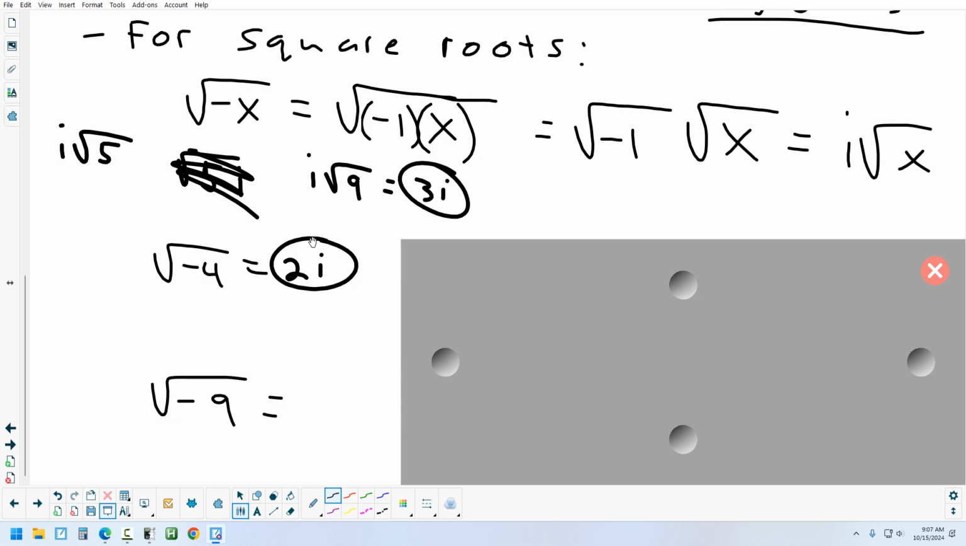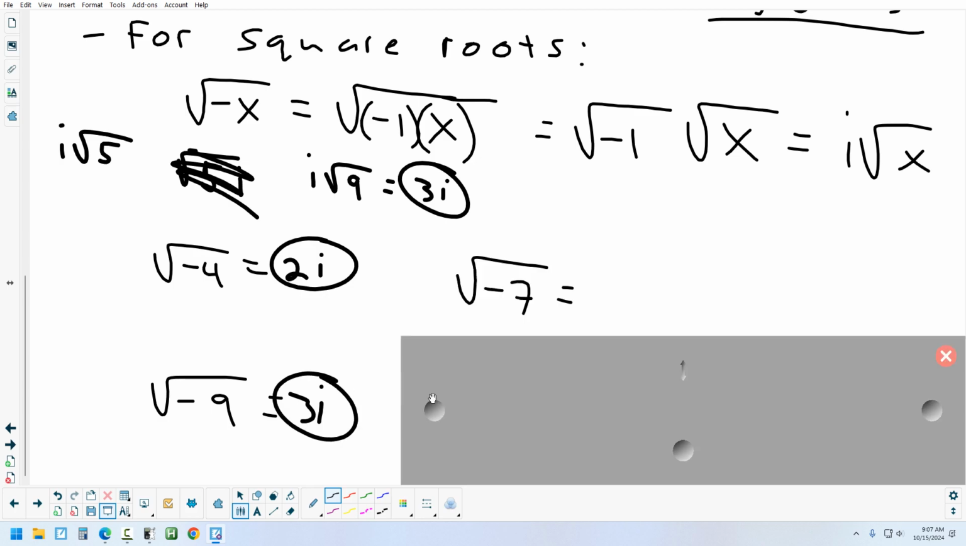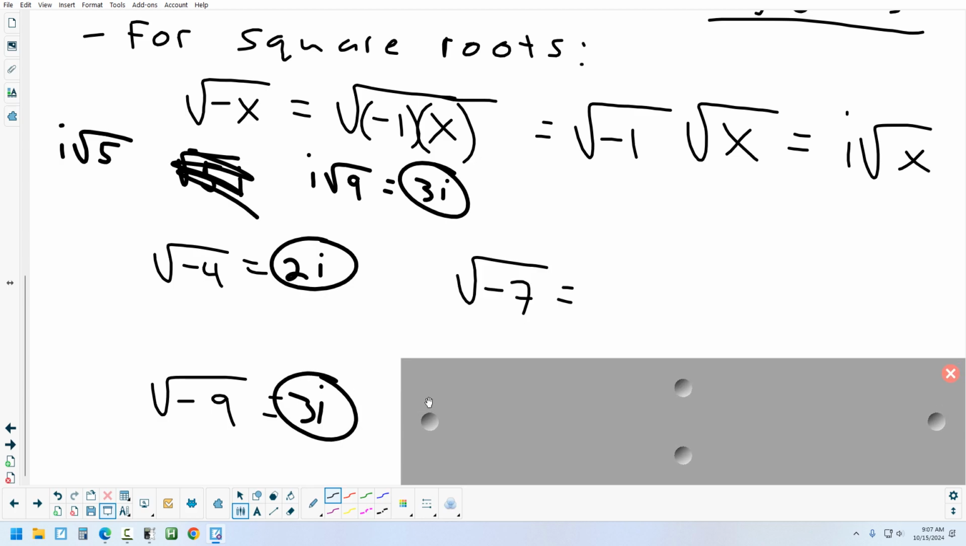How about the square root of negative 9? What's that going to be? 3i, yep. Again, perfectly fine. Put the i after it. Okay. How about the square root of negative 7? How would we write that one?